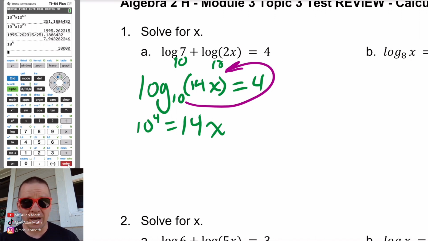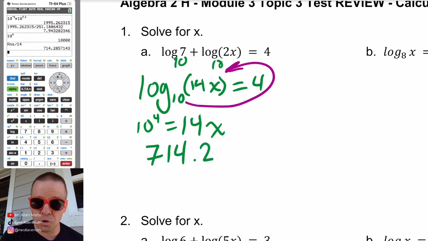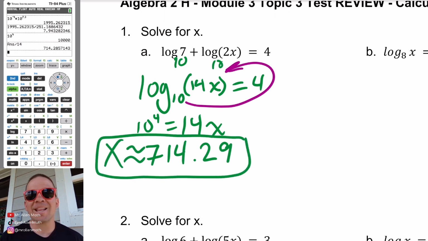And we got 10,000. We're going to divide that by 14, so divided by 14 on both sides, hit enter. I get 714.285, so 714.29 would be our approximate for x. Boom, diggity, that is awesome. Let us keep it moving.